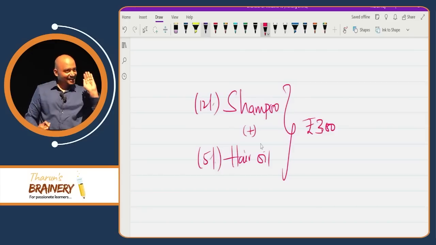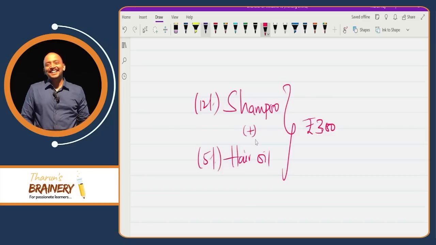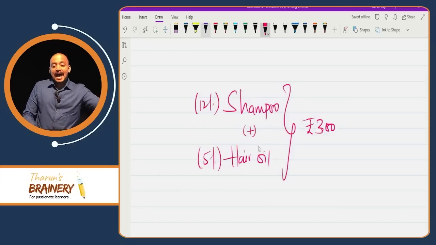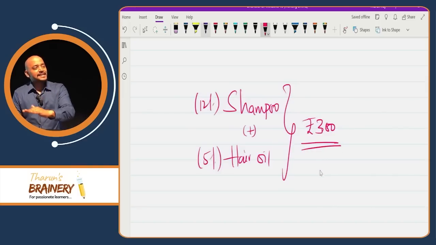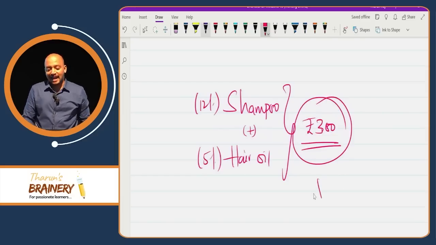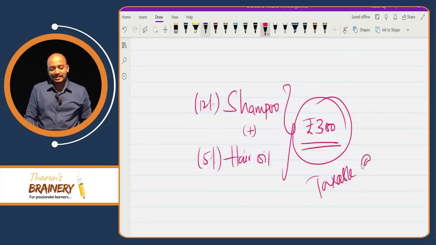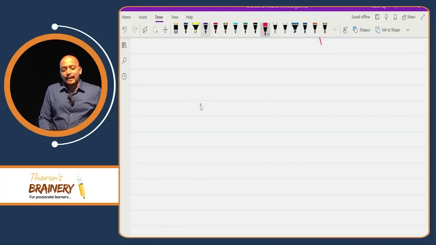Okay. So first it is not a composite supply. Why is it not a composite supply? Because the principal supply is not identifiable. And is there a single price? Yes. As there is a single price, it will become a mixed supply. So what is the highest rate? 12%. So the entire 300 will be taxable at 12%. Is it clear? Next, one more example.